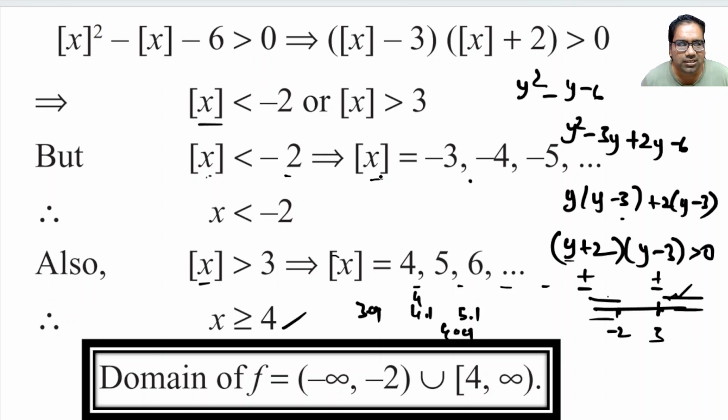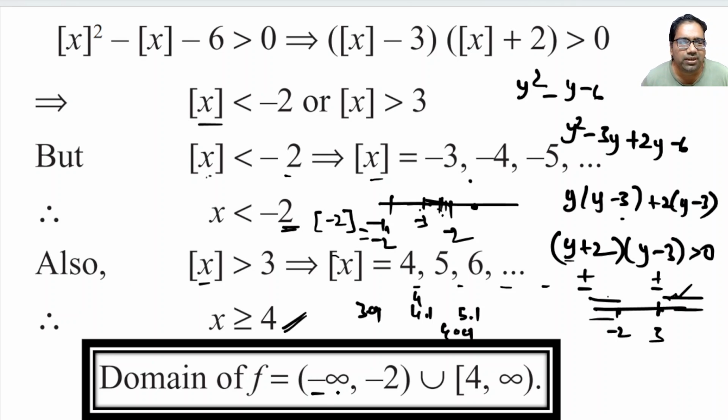Similarly, when the greatest integer function of x is minus 3, minus 4 and so on, what does that mean? This is minus 2. x can be anywhere less than minus 2. For example, if it is minus 2.5, then the greatest integer function of x is minus 3. What is the greatest integer that is less than or equal to minus 2.5? It is minus 3. So it has to be less than minus 2. If it is equal to minus 2, then the greatest integer function of minus 2 is minus 2. So strictly it has to be less than minus 2.